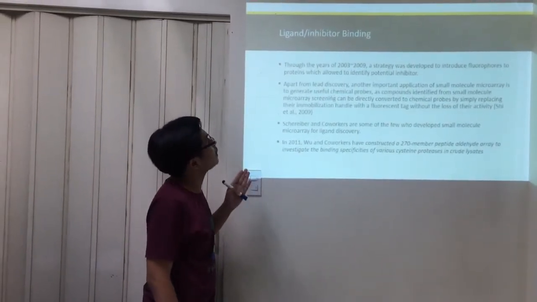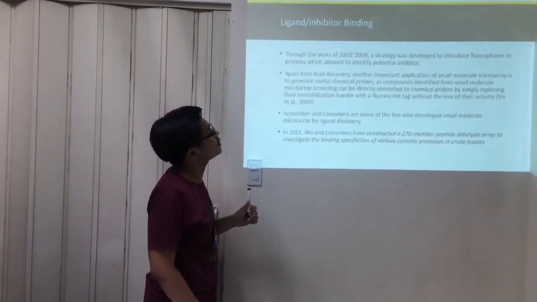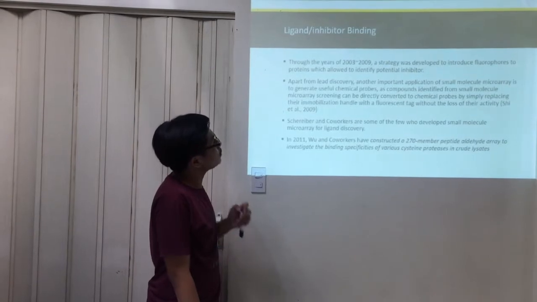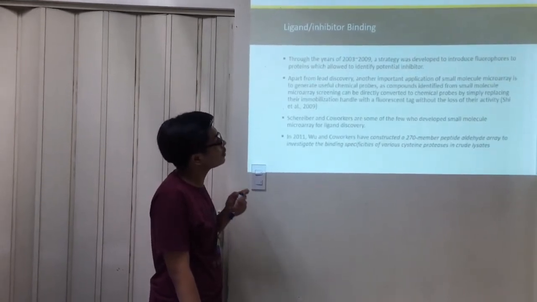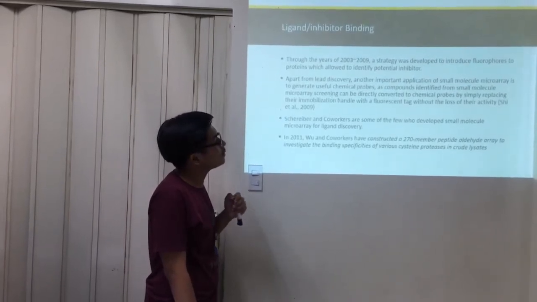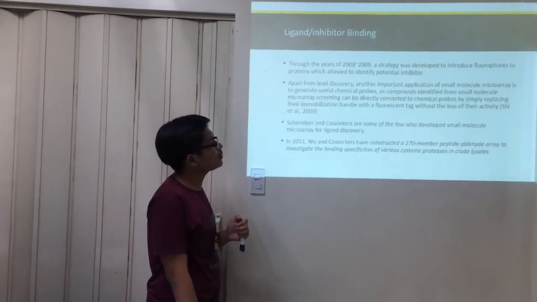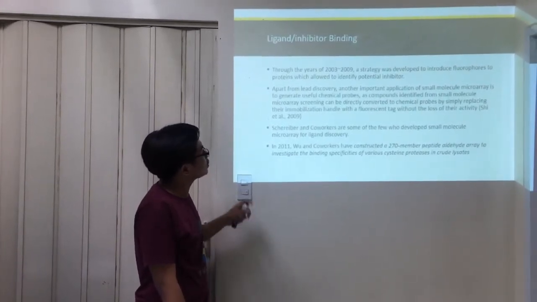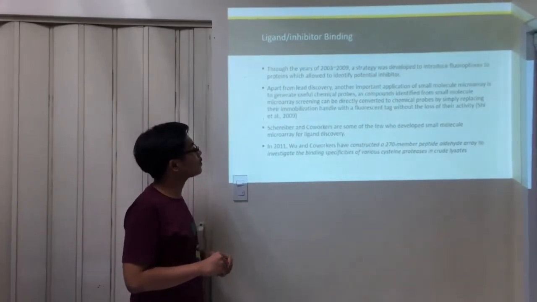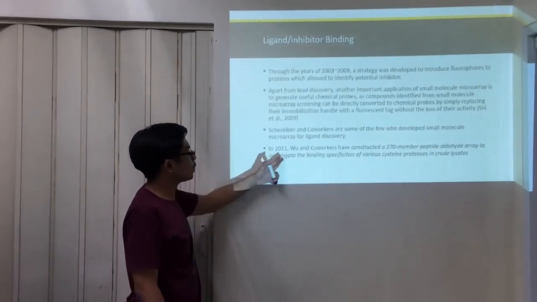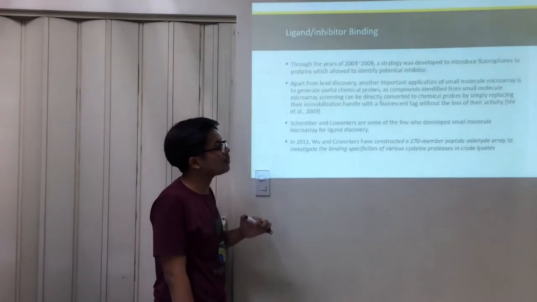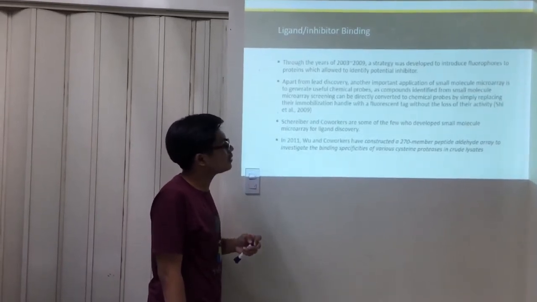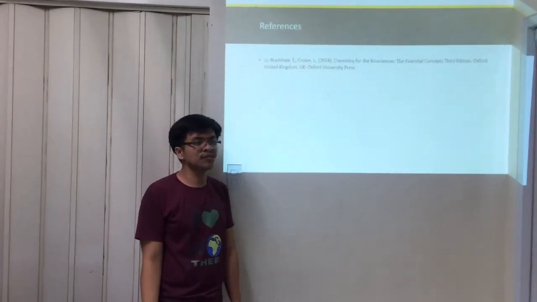Another is ligand or inhibitor binding. Through the years 2003 to 2009, a strategy was developed to introduce fluorophores to proteins, which allowed identification of potential inhibitors. Apart from lead discovery, another important application of small molecule microarrays is to generate useful chemical probes. Compounds identified from small molecule microarray screening can be directly converted to chemical probes by simply replacing their immobilization handle with a fluorescent tag without loss of activity. Schreiber and co-workers are some of the few who developed small molecule microarrays for ligand discovery. More recently, in 2011, Wu and co-workers constructed a 270-member peptide aldehyde array, which was used to investigate the binding specificities of various cysteine proteases in crude lysates. This concludes the discussion of protein and peptide microarrays.